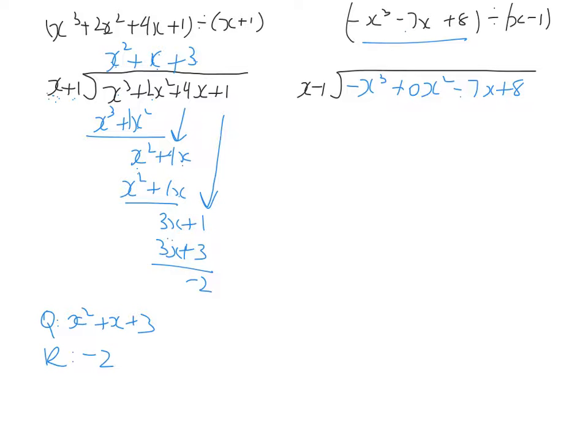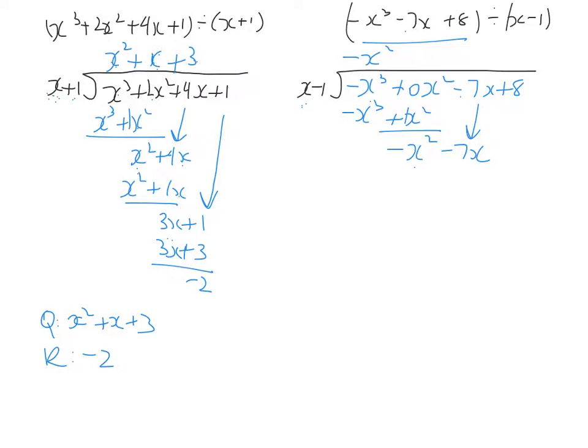Okay, and we go through the same set of steps. So negative x cubed divided by x gives us negative x squared. Negative x squared times x gives us negative x cubed. Negative x squared times negative 1 gives us plus x squared. So 0 minus 1, we end up with negative x squared. We bring down our negative 7x.